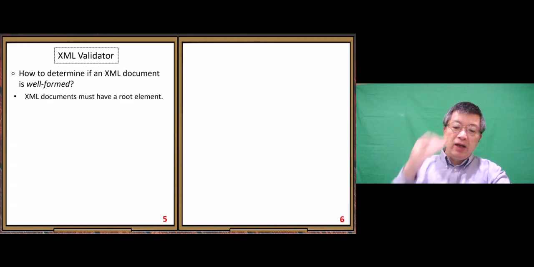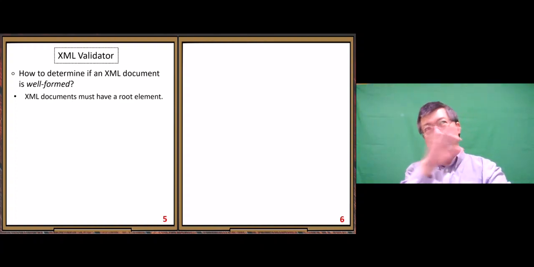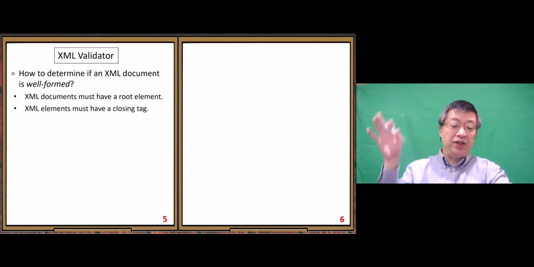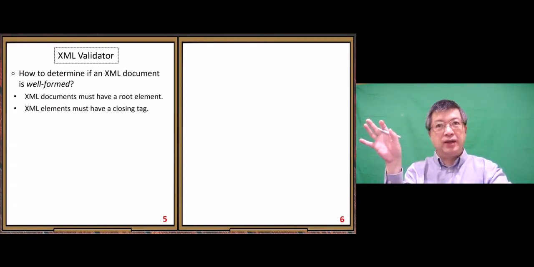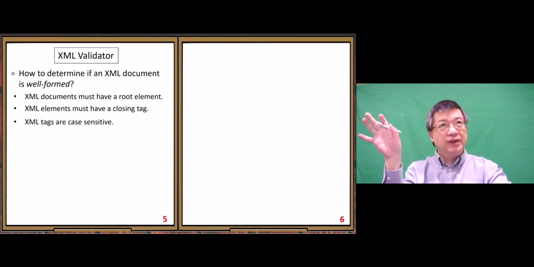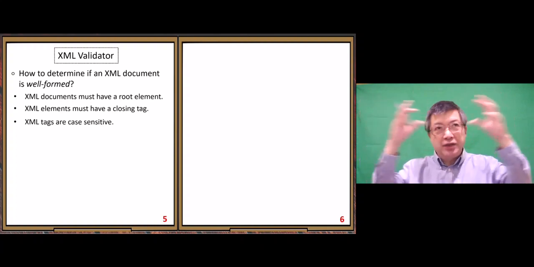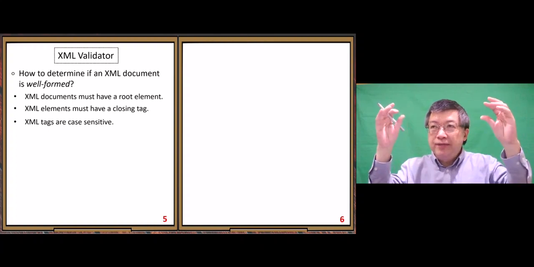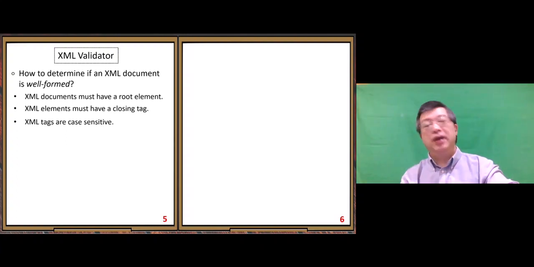For example, it must have a root element. And more rules: it must have a closing tag. Each element must have a closing tag. And it is case sensitive. So when you mention opening and closing tags, you need to make sure the tag names are exactly the same, considering case sensitivity. Yeah, so that part.